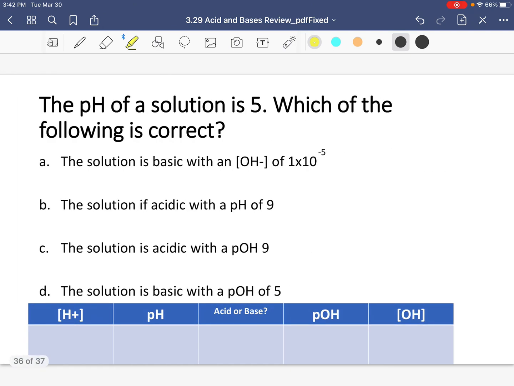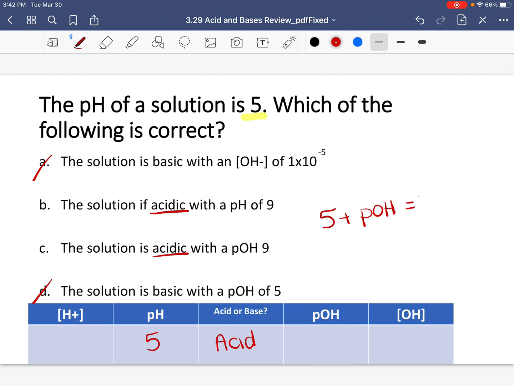Our last one, our pH is 5. So I know if I'm dealing with a pH of 5, I'm dealing with an acid. All it's asking me is to find the pOH. So I know 5 plus pOH will equal 14, right? So I know that my pOH is going to equal 9. So it is super easy to see that the answer for this one is C.